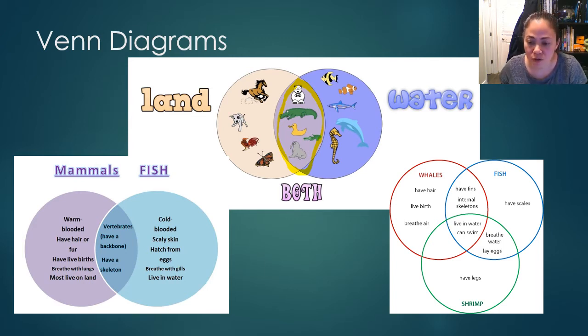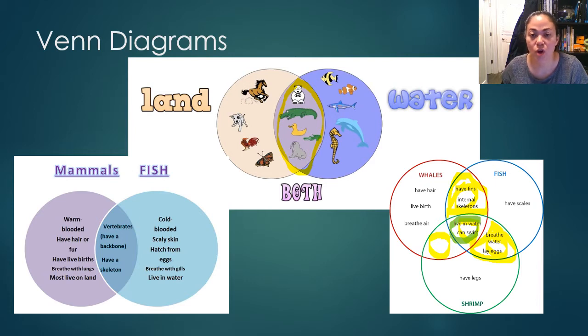But now there's 4 different areas of overlap. This area here just shows where fish and whales overlap. This area shows the characteristics that are shared by shrimp and fish. And then there's this middle area here where it shows the characteristics that all 3 share.